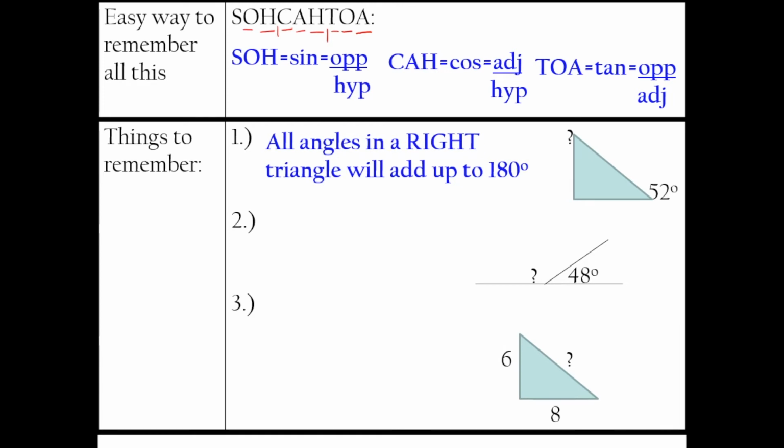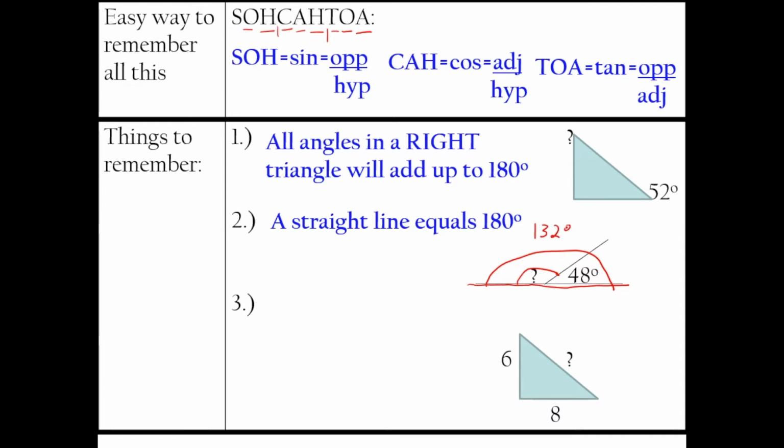Okay, important things to remember. All angles in a right triangle will add up to 180 degrees. So that's true for all angles in any triangle, but specifically the right triangle is what we're worried about today. The next thing we want to know is that a straight line is equal to 180 degrees. So this line right here has 180 degrees in it, which means that from here all the way to here, it's going to equal 180 degrees. So if this is 48 degrees, in order to figure out how many degrees are here, we would just do 180 minus 48. That would just give us 132 degrees.